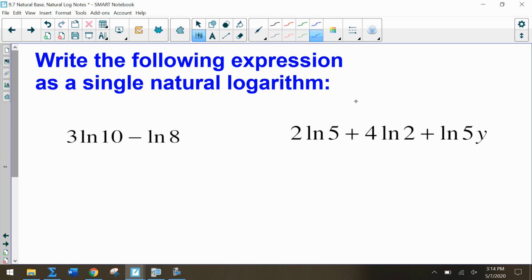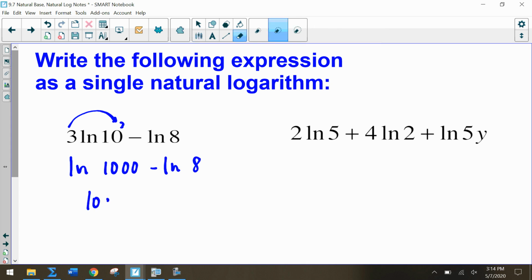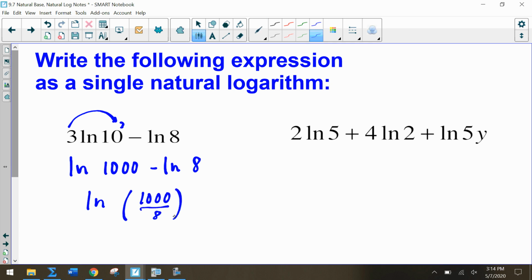Okay, so let's write these as single logarithms. So we're subtracting, and I have this 3 in front. So I'm going to move that to the back. So I have ln of 10 to the third, which is 10 times 10 times 10, so 1,000, minus ln of 8. So now I have ln of 1,000 divided by 8.